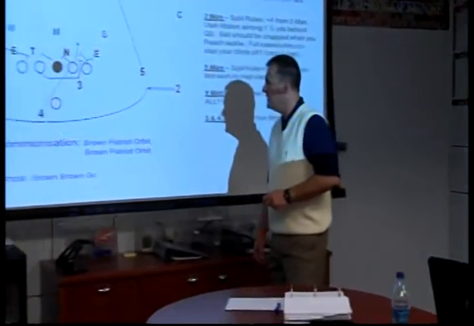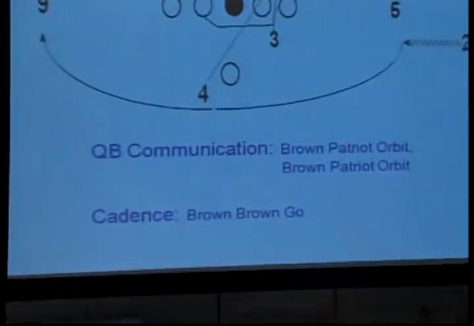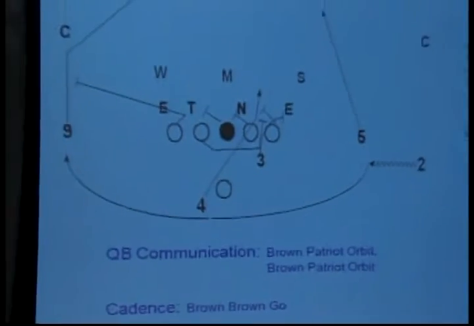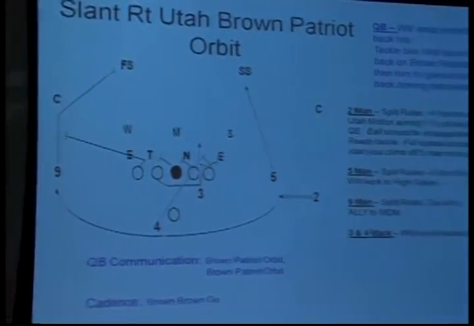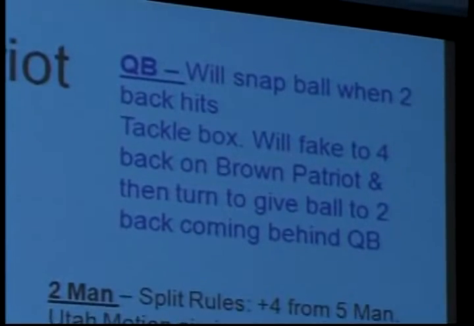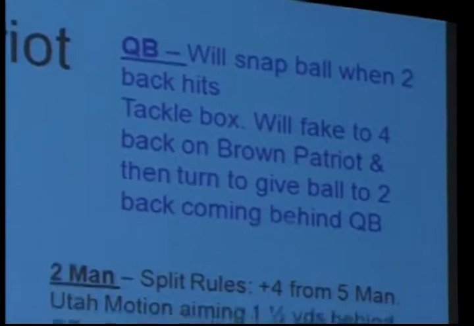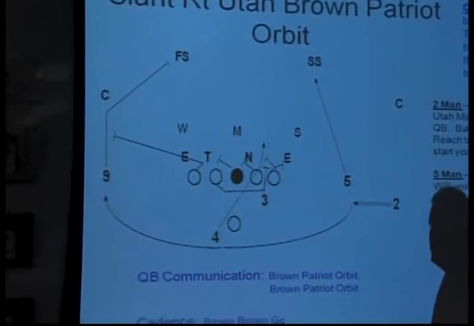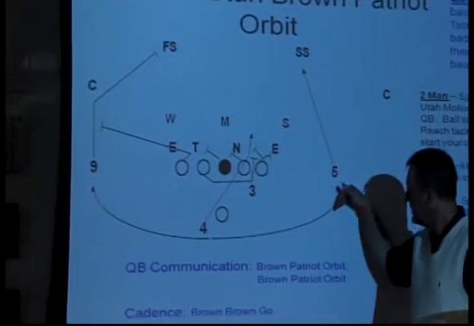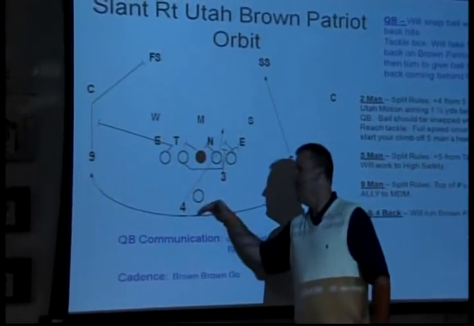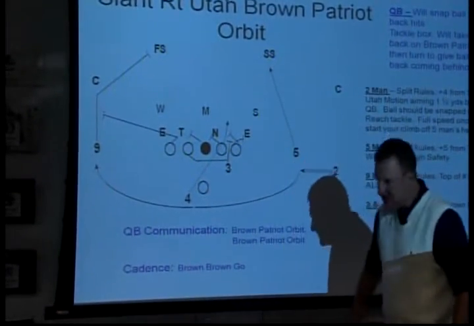Communication to the offensive line is Brown Patriot orbit, Brown Patriot orbit, and it comes into Brown go. Quarterback, you're going to snap the ball when the 2-back hits the tackle box. Again, you start him and then start your cadence. Once he hits the 5-man, he'll start his climb. The ball will be snapped here. And what we want out of our 2-man is once he hits his vertical climb, we're aiming for about a yard behind the quarterback. Keep it tight.